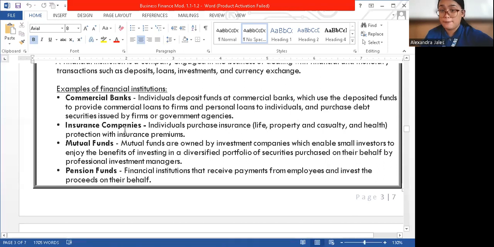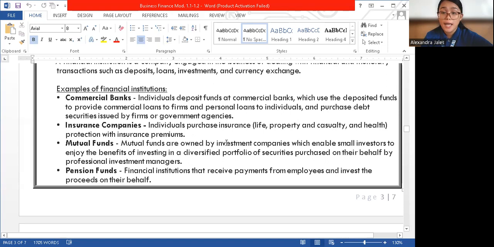Insurance companies. How about insurance companies? Individuals purchase insurance like, for example, life, property, casualty, and health protection with insurance premiums. I know that some of you have this, or maybe some of you have purchased insurance already. That's great. So we also have your mutual funds.